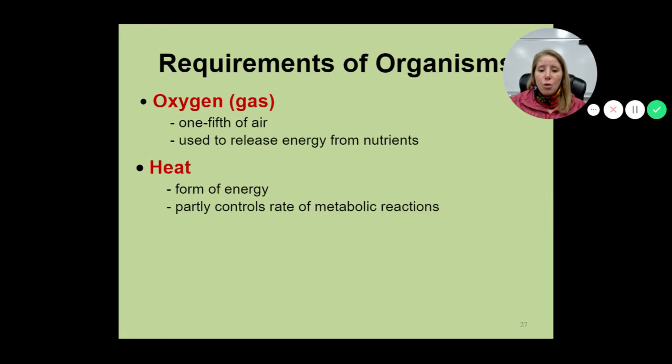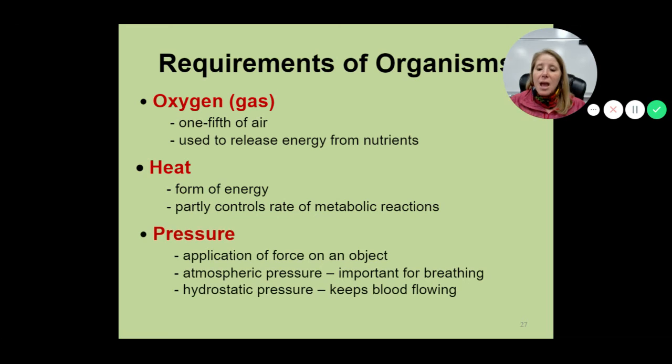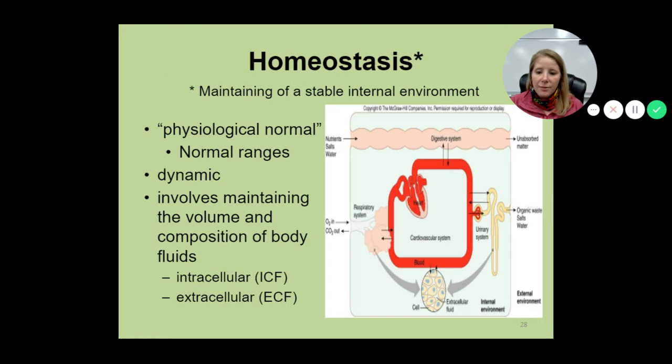Heat to control our metabolic reactions, and it's also a form of energy. And we need our pressure to act on an object. We need the atmospheric pressure for breathing and the hydrostatic pressure to keep blood flowing. Those are two examples that I already gave.